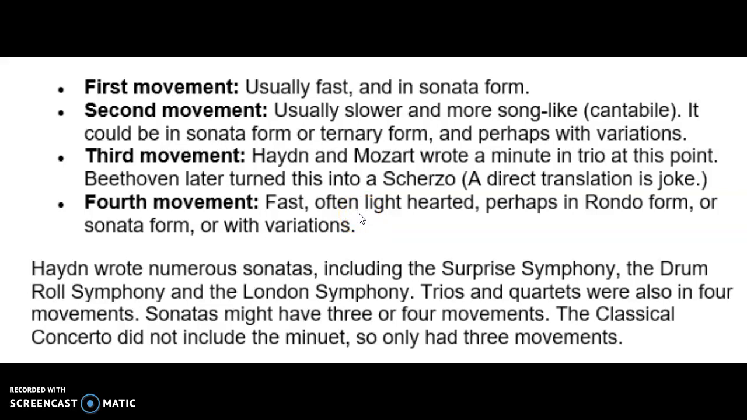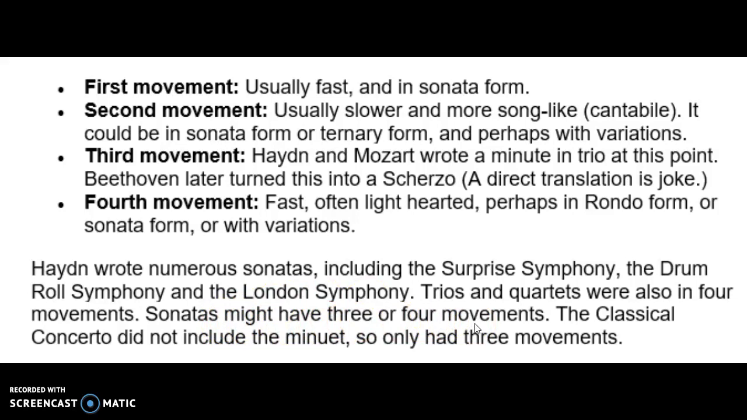Now, today I'm playing Haydn music, so let's look at Haydn. He wrote lots of sonatas, and he also wrote the Surprise Symphony, the Drumroll Symphony, and the London Symphony. He didn't give the names to the symphonies. He wrote a lot of symphonies. Trios and quartets were also in 4 movements. Sonatas might have 3 or 4 movements.